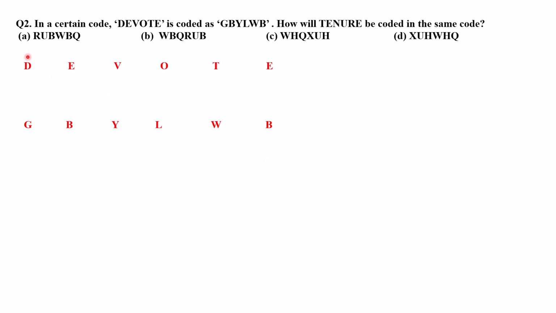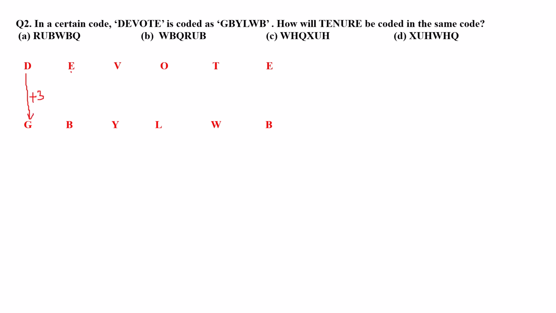So just try to find out D and G. How many steps will you move ahead to reach G? After D, E; after E, F; after F, G. It means you have to move ahead 3 steps, isn't it? So in the first case, you have to move 3 steps forward.